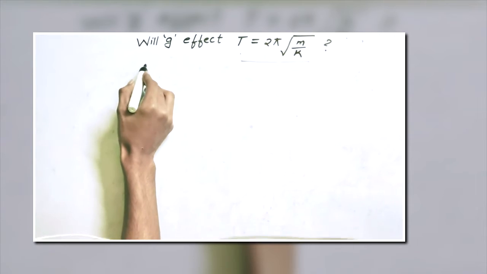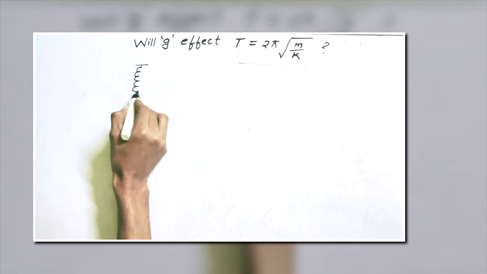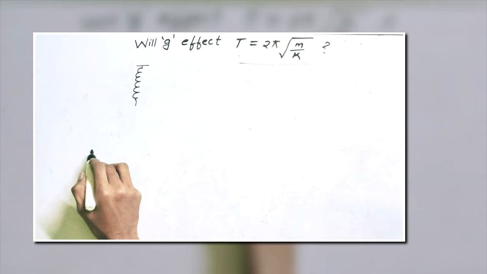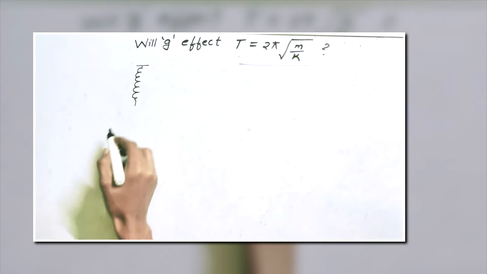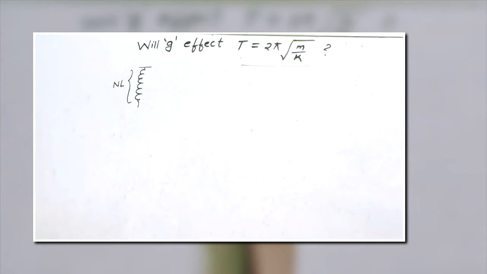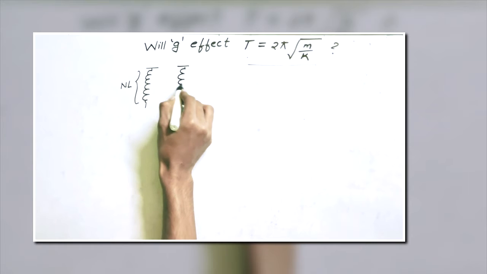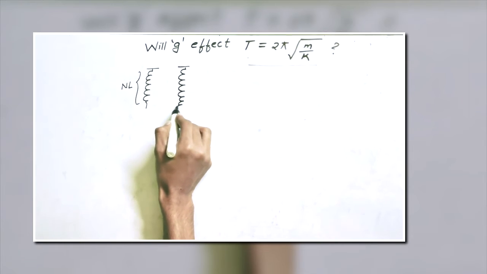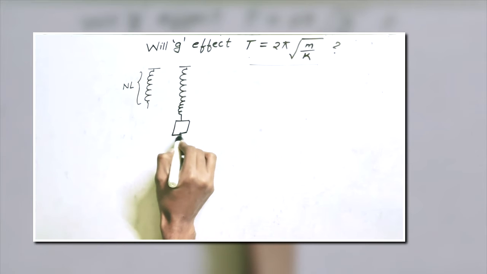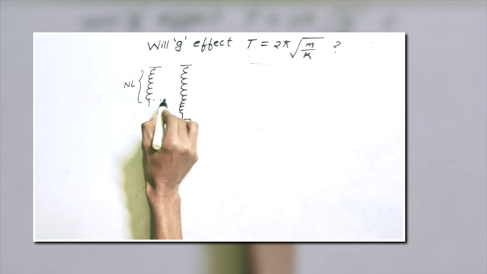So the first thing that we are going to do is we are taking a spring. So this is a spring. It is neither elongated nor compressed, so it is in its natural length. Okay, now what we are doing is we are just suspending a block, that is a mass. We have suspended a mass. So this was the normal length of the spring.